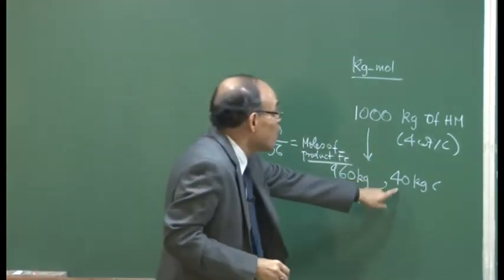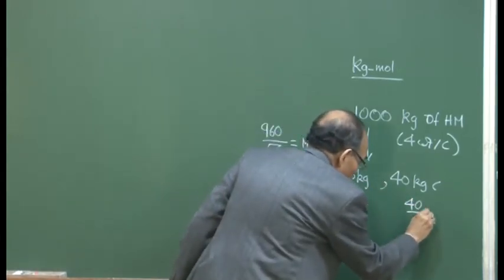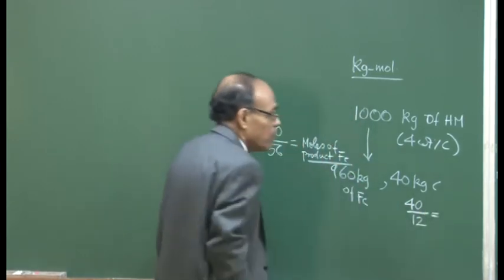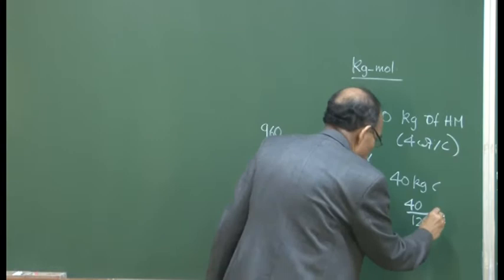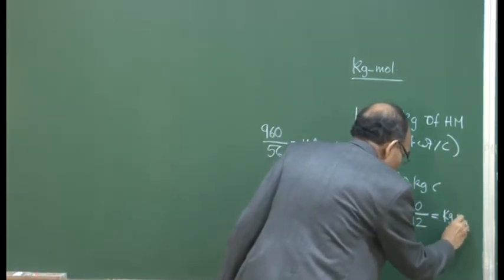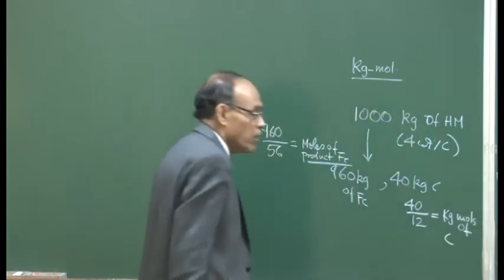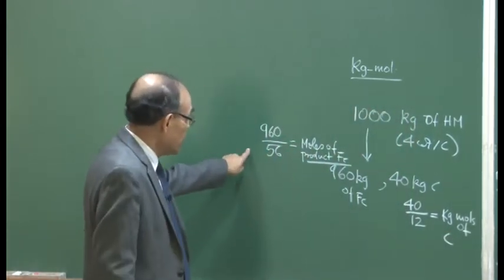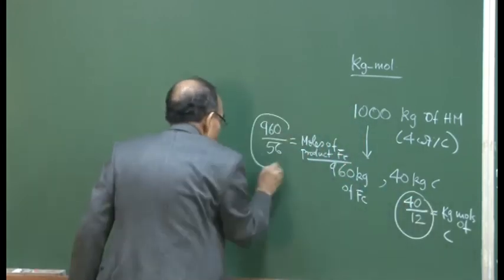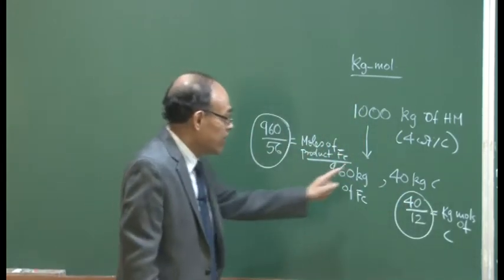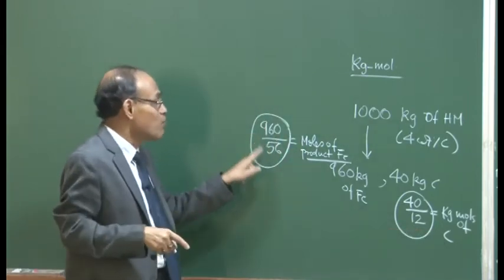Similarly, how many moles are there, for example, of carbon? This is going to be divided by the atomic weight of carbon, and this is the kg moles of carbon. So, if we divide this parameter by this parameter, what are we going to get? Kg moles of carbon in the hot metal per kg mole of product Fe.